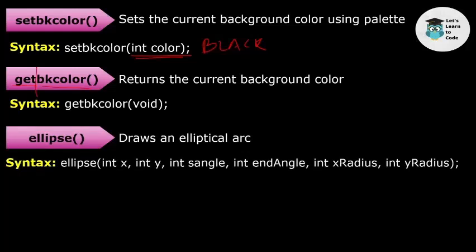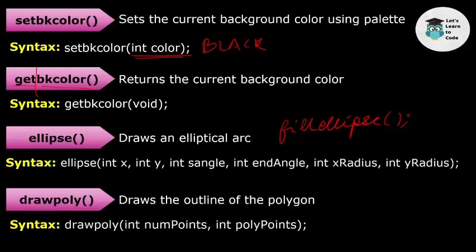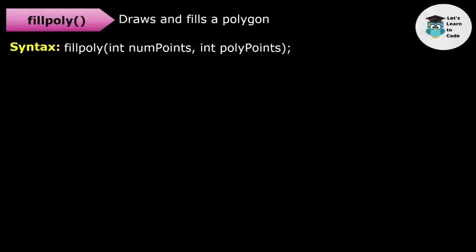The next is the ellipse method. This will draw an elliptical arc. In the previous lecture, we had discussed the fill ellipse method. The fill ellipse method draws and fills the ellipse with the desired color and pattern. The draw poly method allows us to draw the outline of the polygon, and the fill poly method helps us to draw as well as fill the polygon.